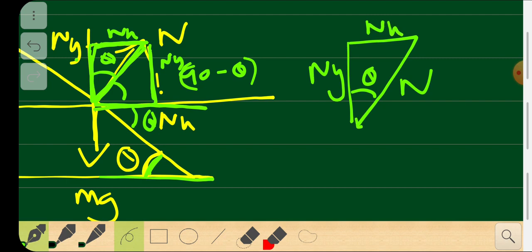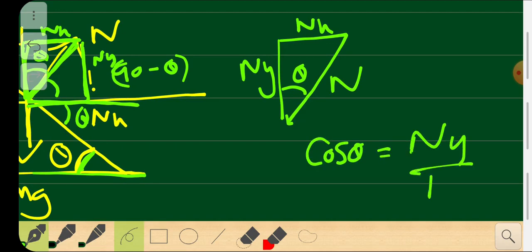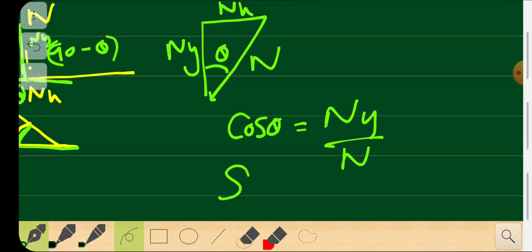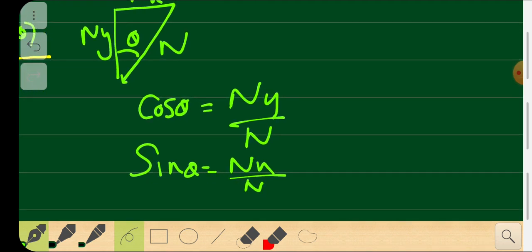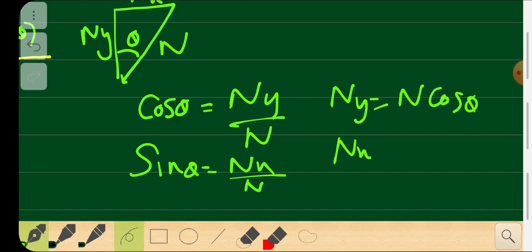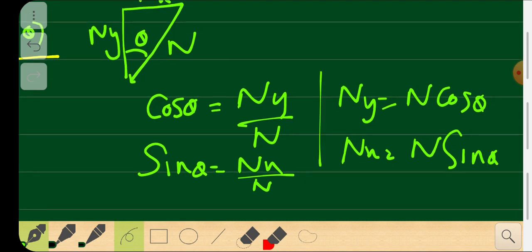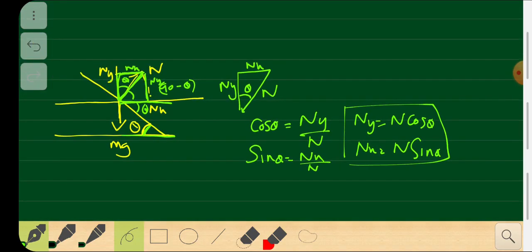So now you can write down that cos theta will be equal to n_y by n, right? And sine theta will be n_x by n. Okay, so you can write down that as well. So n_y is equal to n cos theta, and n_x is equal to n sine theta. Okay, very simple. Now that's in place, in the x-axis I have to write down the forces, right?